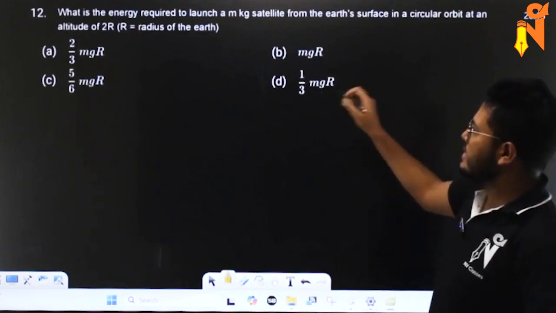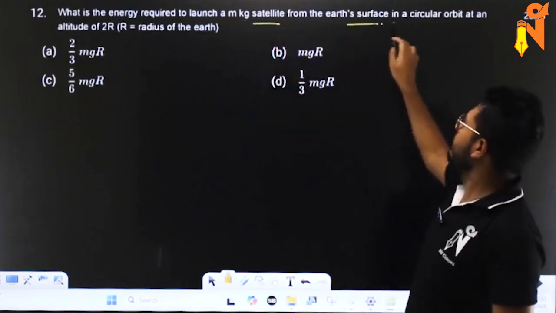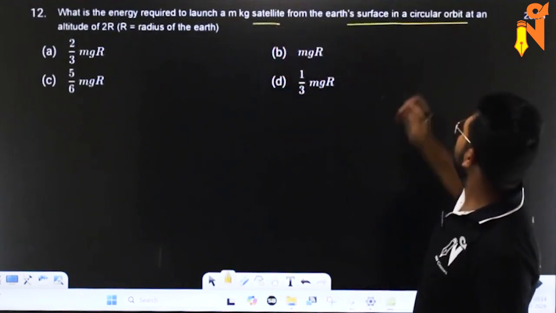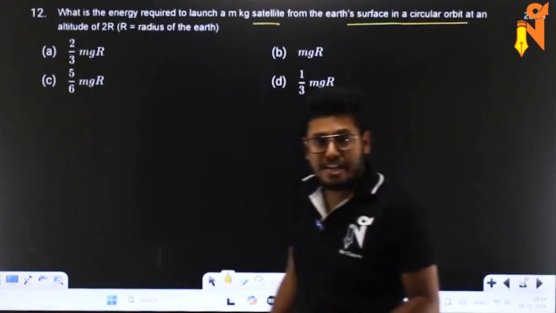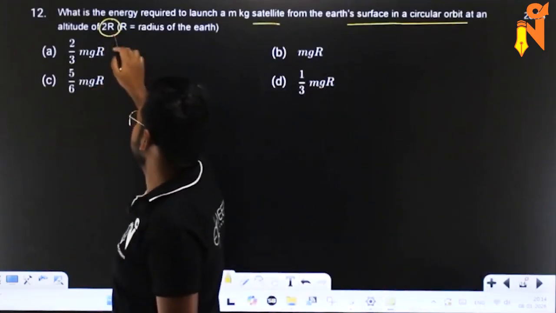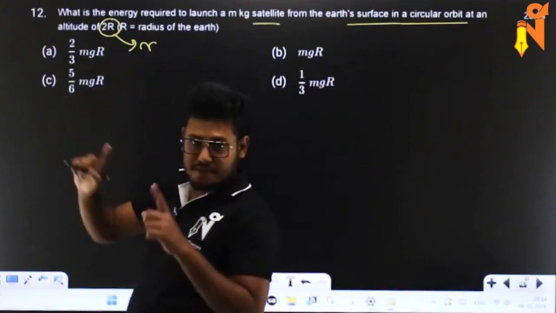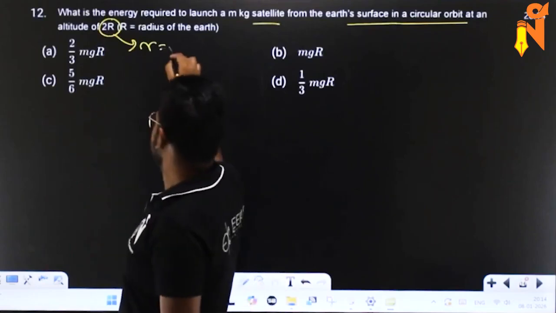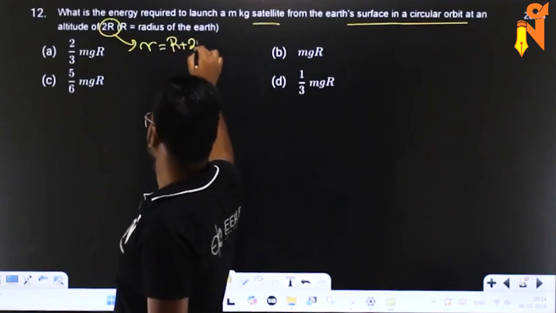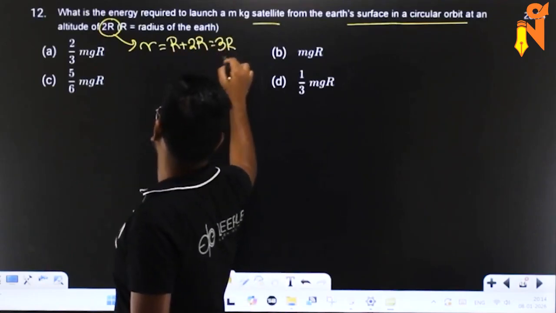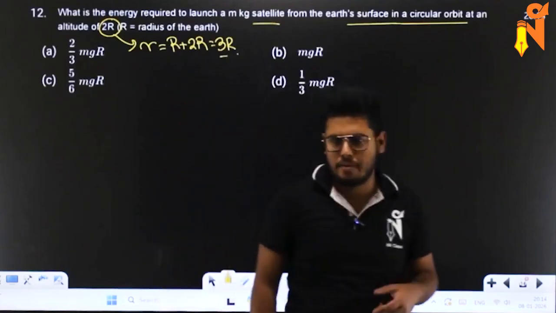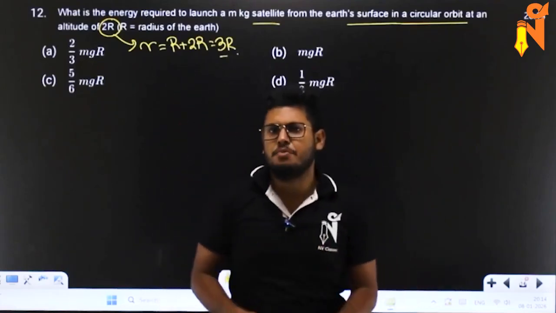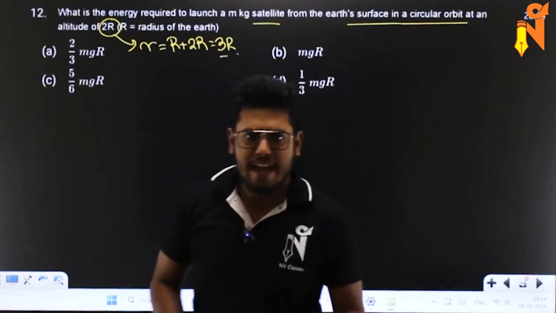What is the energy required to launch an m kg satellite from the Earth's surface into a circular orbit at an altitude of 2r? At an altitude of 2r, that means small r, the distance from the center of Earth, will basically become r plus 2r, that is 3r. Now, how to solve this question? The work done or the energy provided is basically the subtraction of the energies.